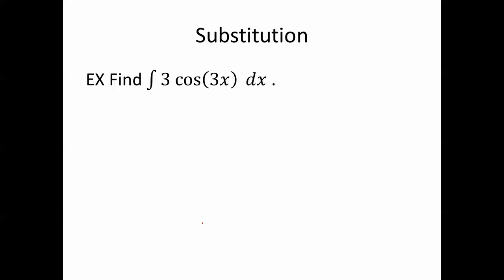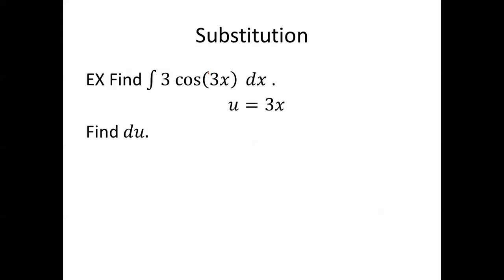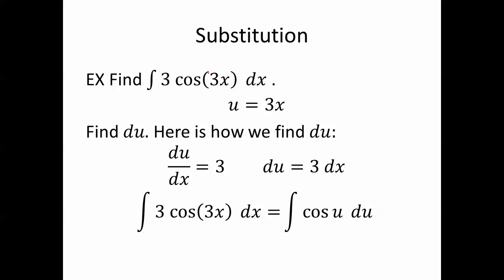So let's look at the example we saw a moment ago. Find the integral of 3 cosine 3x, the antiderivative. Again, we let u be the argument of the trig function, namely 3x. So u is 3x. Now let's find du. If u is 3x, then du/dx is just 3. It's the derivative. If you multiply both sides by dx, and I know that seems cheesy, but it's legit, you end up with du equals 3 dx. That is du. du is 3 dx.